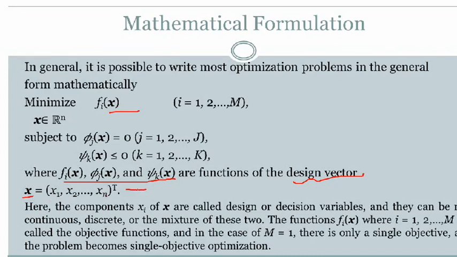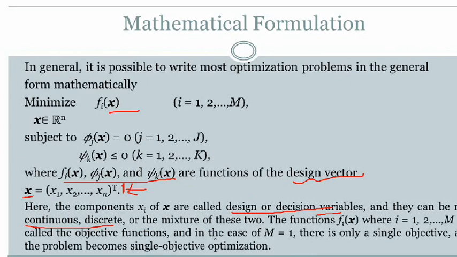This is the notation for transpose. Here the components xi of the x vector are called the design variables or decision variables, and they can be real, continuous, discrete, or a mixture of these two.